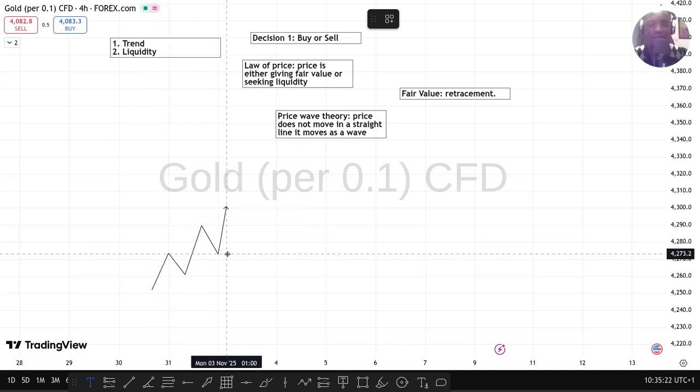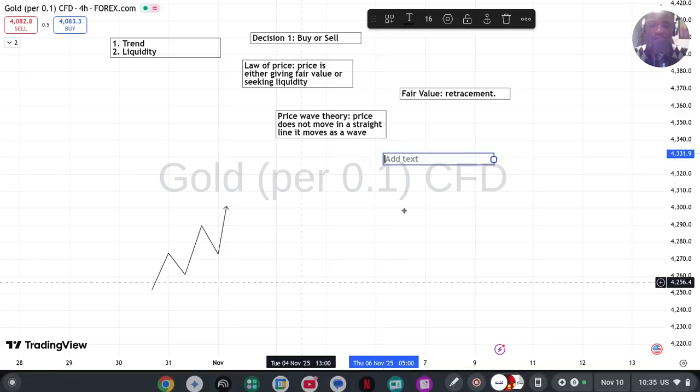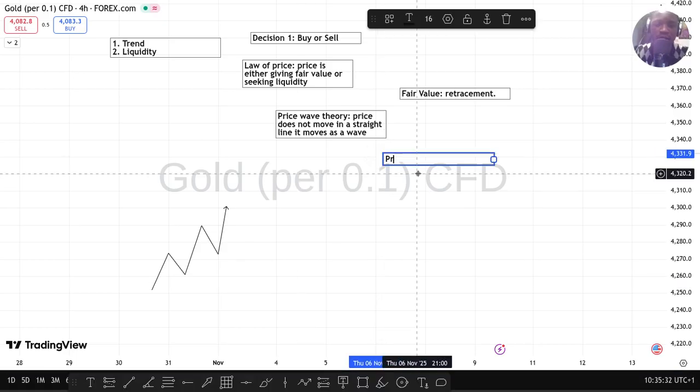So I said, for instance, this is an uptrend. Now there are two parts to a trend. Let me write it out. Parts of a trend. Every trend has two parts. The first part of a trend is the impulse move, the impulse. And then the second part of a trend is the retracement. I'm going through all this because I want to explain what fair value is. So every trend has two parts, impulse and retracement.